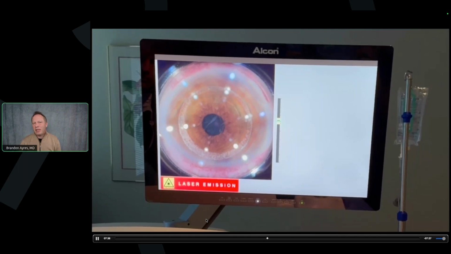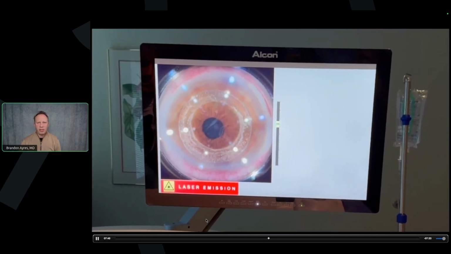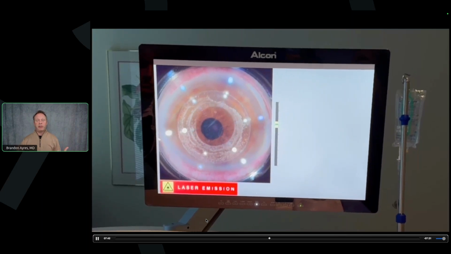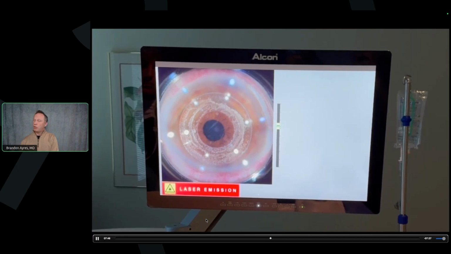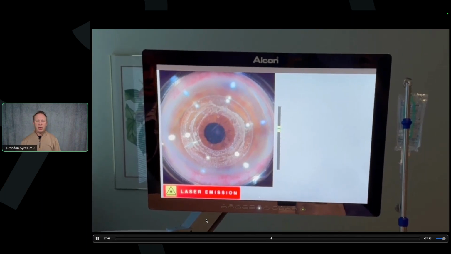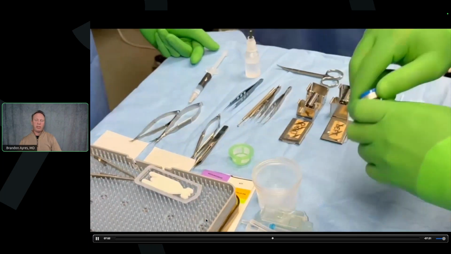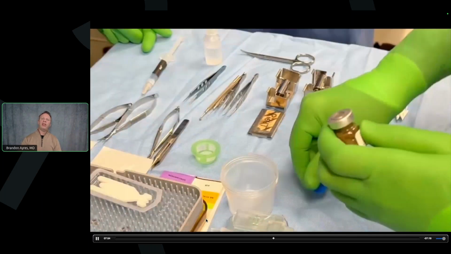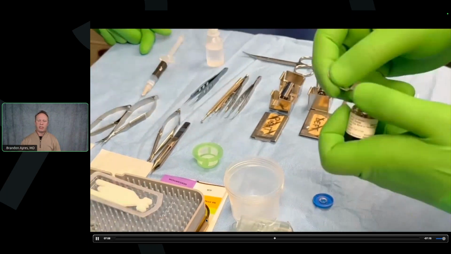I think time in to time out in our laser room is probably under 5 minutes. And I have the privilege of having a laser at our ASC where I do CTAK. You do not have to have them in the same place. You can do a laser a couple days before, even up to a week before it's been done at a laser center, and then go to the OR a different day. So they don't have to be done necessarily same day.